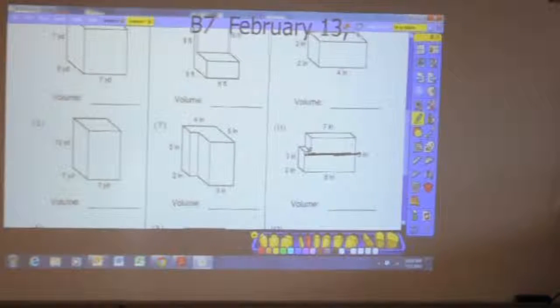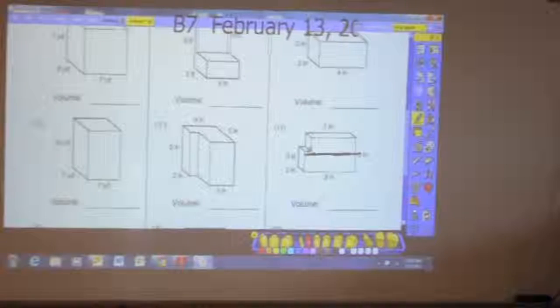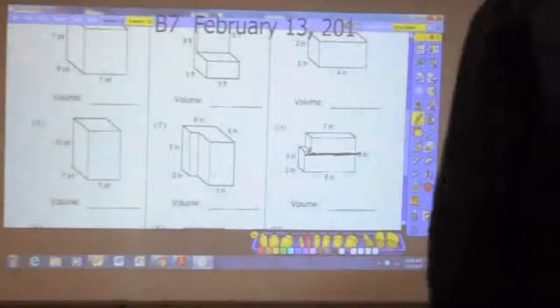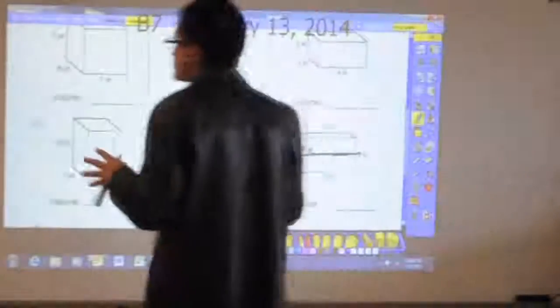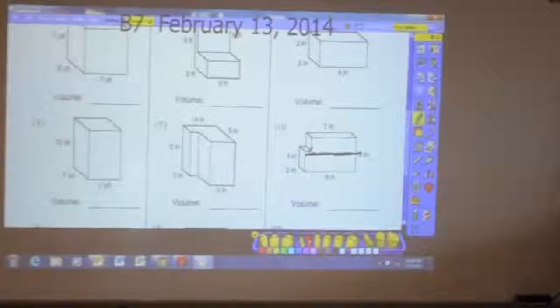Sure. This is like that: when you have to calculate the volume of the box, just measure length and width and height, and that's it.